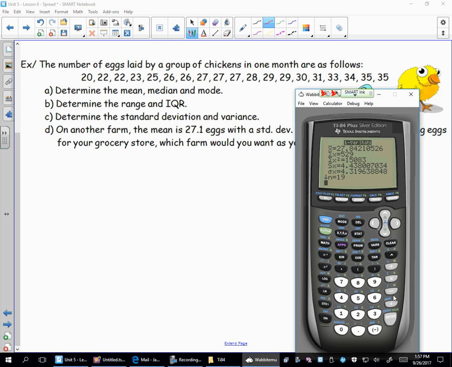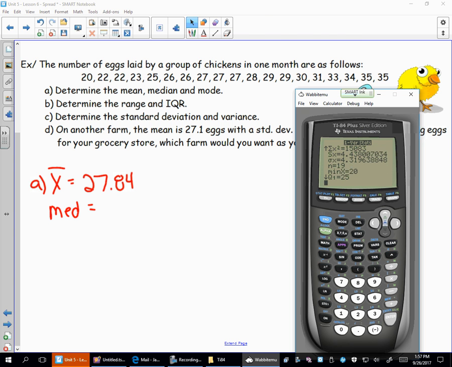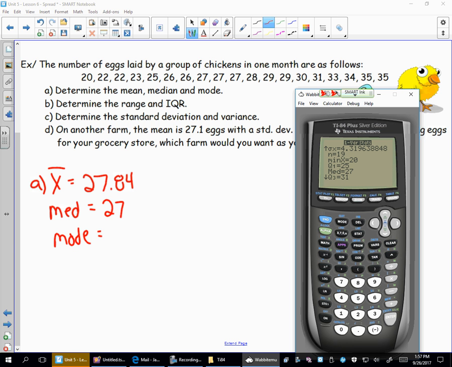We need our mean. And it's a sample, right? The number of eggs in 1 month, just 1 month, is a sample. So 27.84. We want our median. We know we can find that further down the list. So go down your list. We want a median of 27. Our mode: I can look at the list I was given in the question for the most common number. I see 3 27s. I don't see anything else that repeats 3 times, so our mode is 27.